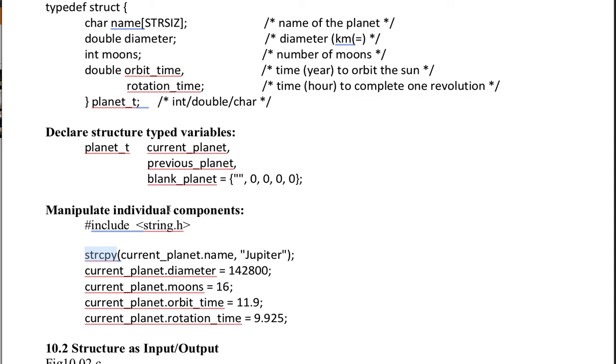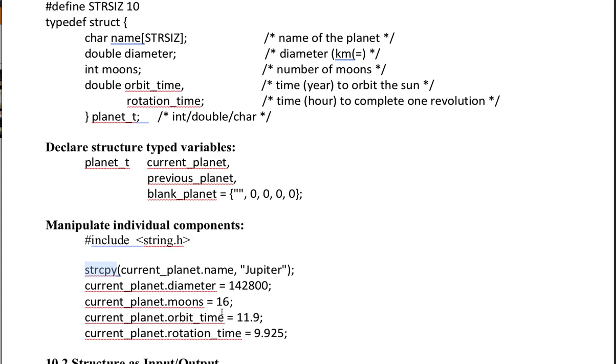The current planet has many things. It is a structure variable, and it has a member called name. So the name of the variable followed by a dot, and then the name. And then similarly, you want to assign the diameter to the current planet. And you do need to put the variable name first, then followed by a dot, and followed by the name of the member. Similarly for moons, for orbit time, for rotation time.